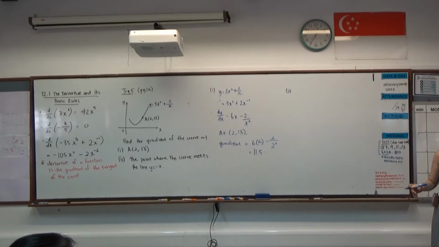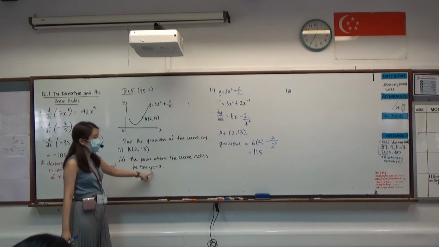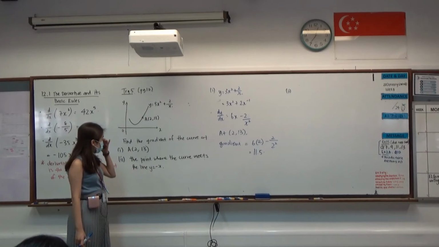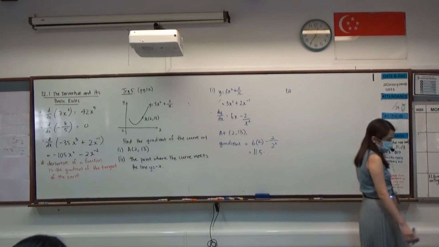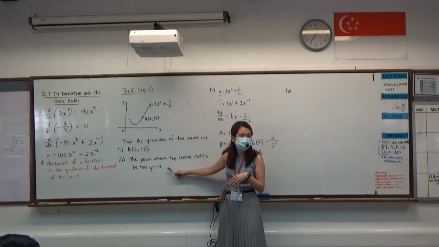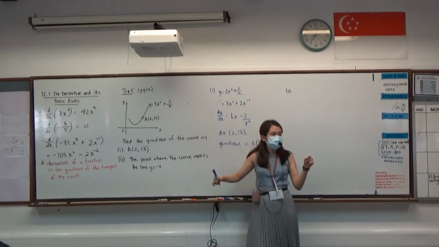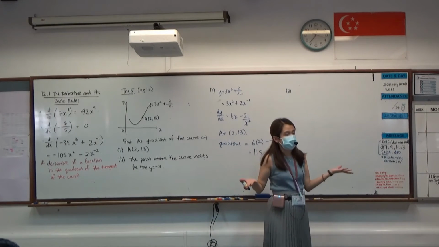Gradient equals to negative 1. Okay, so why do you say gradient is negative 1? Why do you want to say gradient equals to negative 1? It says the curve meets the line, but the line may not be a tangent, right? Are we on the correct point? We are talking about part 2 now. You told me gradient equals to negative 1. Why do you say gradient is negative 1?